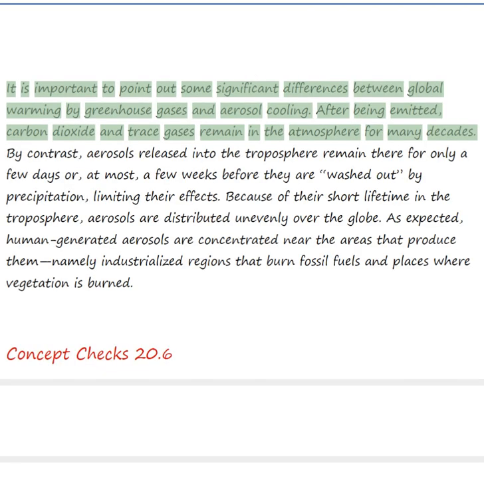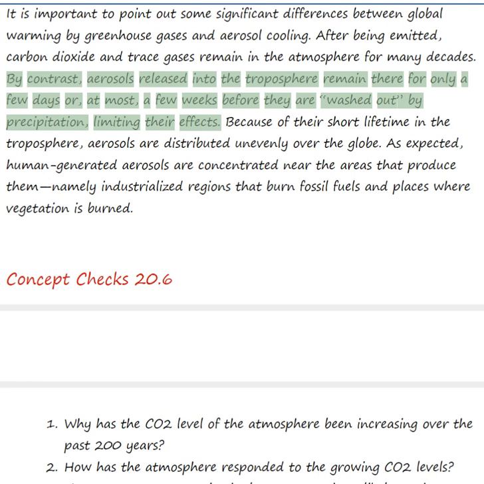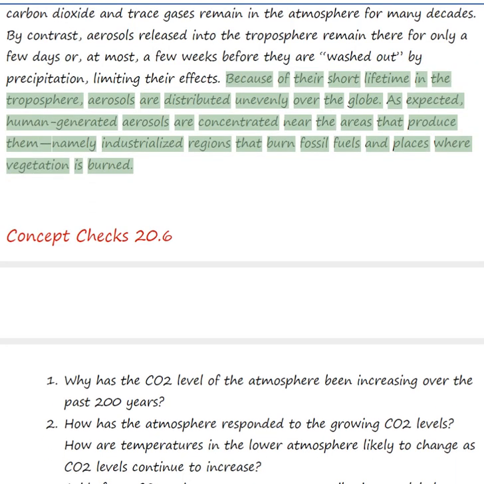It is important to point out some significant differences between global warming by greenhouse gases and aerosol cooling. After being emitted, carbon dioxide and trace gases remain in the atmosphere for many decades. By contrast, aerosols released into the troposphere remain there for only a few days or, at most, a few weeks before they are washed out by precipitation, limiting their effects. Because of their short lifetime in the troposphere, aerosols are distributed unevenly over the globe. As expected, human-generated aerosols are concentrated near the areas that produce them, namely industrialized regions that burn fossil fuels and places where vegetation is burned.